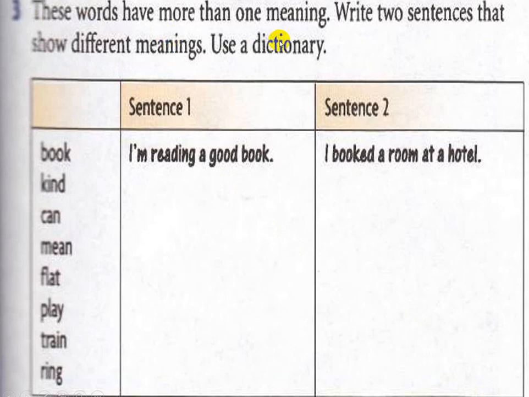These words have more than one meaning. Write two sentences that show different meanings. For example, here the word book. The word book has two meanings. First of all, I'm reading a good book.